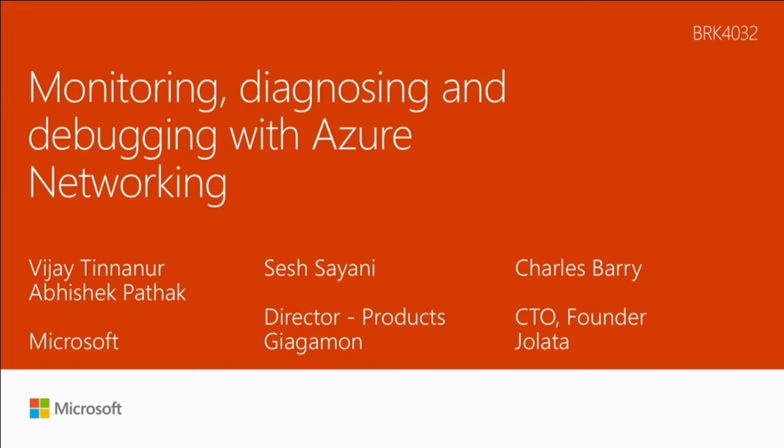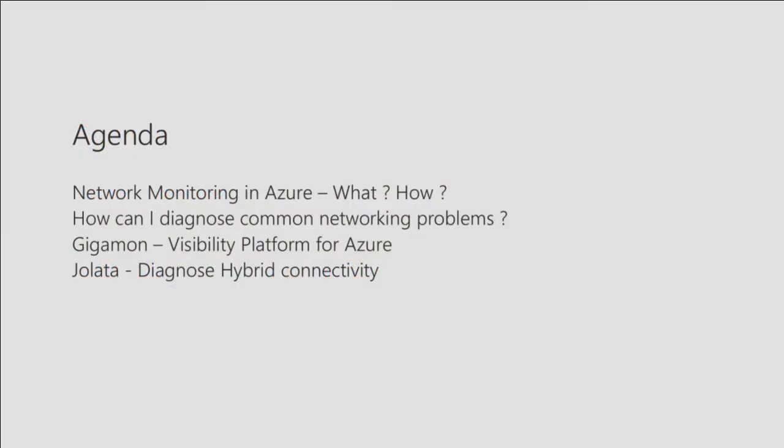We are talking about all-up monitoring. As the title says, it's monitoring, diagnosing, and debugging with Azure networking. What we're going to do today is a 400-level session. What it really means is that we are going to be starting with a fairly introductory set of information, and then we'll be peeling the onion, and we'll start talking about real-life customer problems that you face, and how do you really have the levers and the artifacts to go fix these problems.